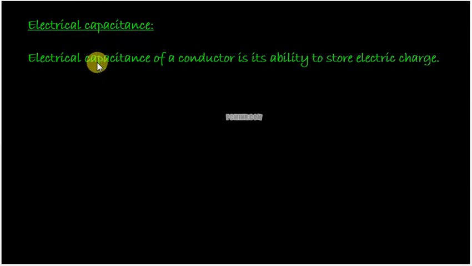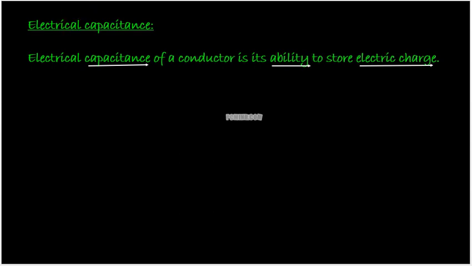In this video, we are going to learn about electrical capacitance and how we can find out the capacitance of a parallel plate capacitor. Now, as the name suggests, the electrical capacitance of a conductor is basically its ability or capacity to store electric charge. So what amount of charge, electric charge, can a conductor store? That is its capacity or electrical capacitance.